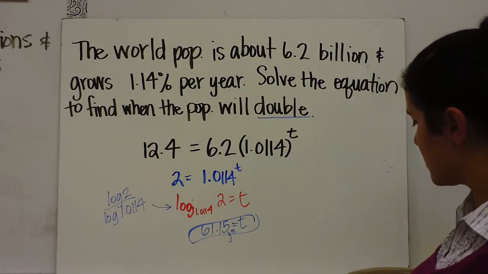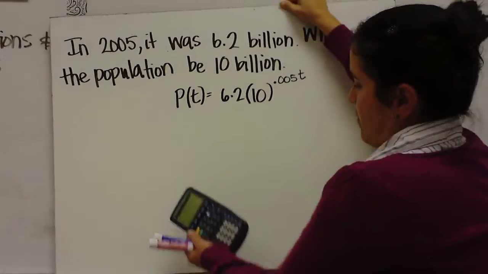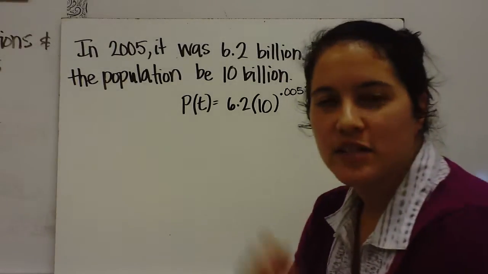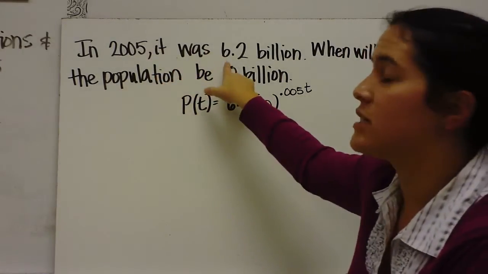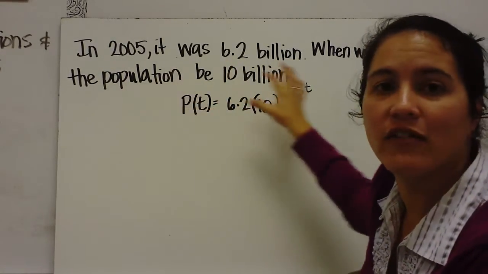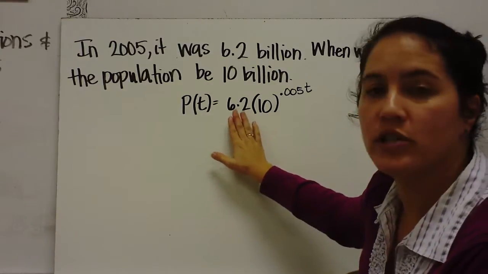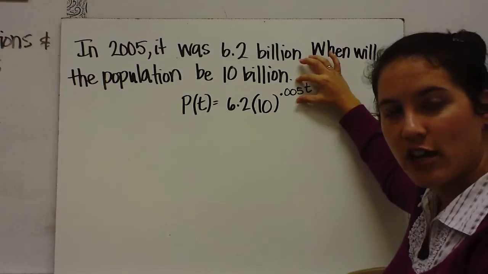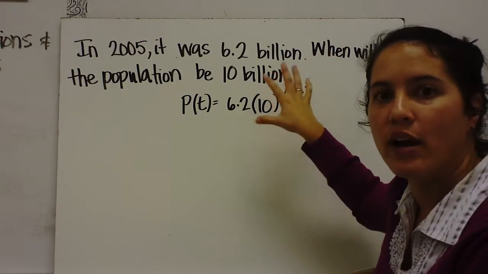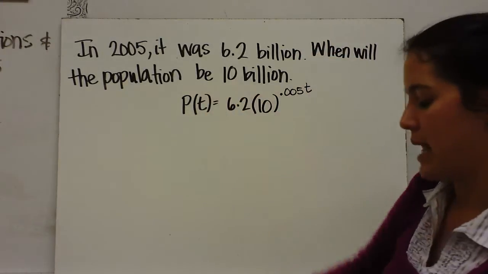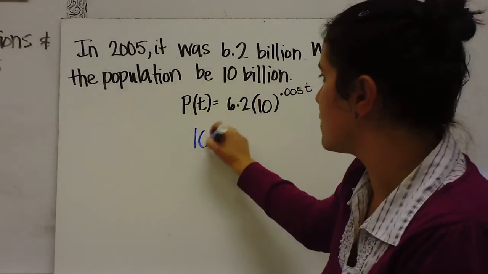All right, so let me come back to this one. Okay. And this kind of is branching on the same. In 2005, it was 6.2 billion. When will the population be 10 billion? And then I've given you a different equation. 6.2, this time we have a base of 10, so our exponent has changed a little bit. Instead of it being 1.0114, we have a different exponent. When will it be 10 billion? So I'm going to replace this for 10.